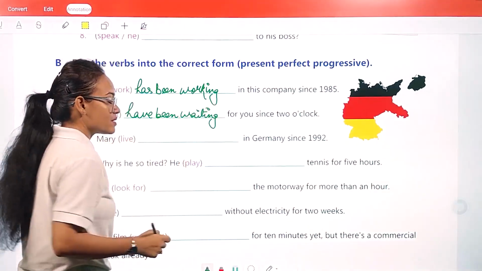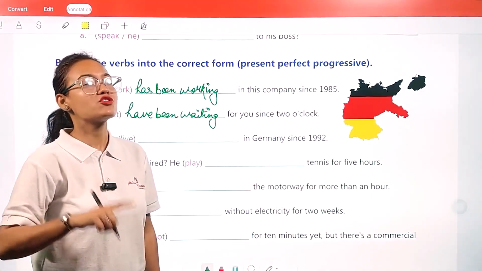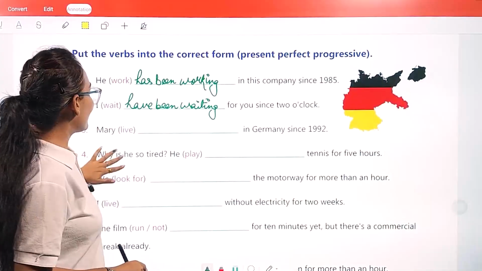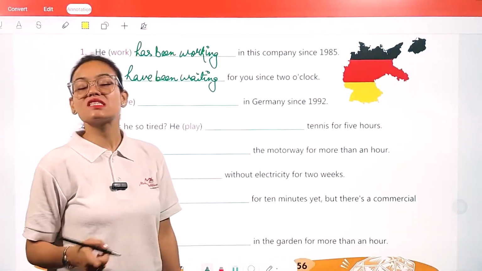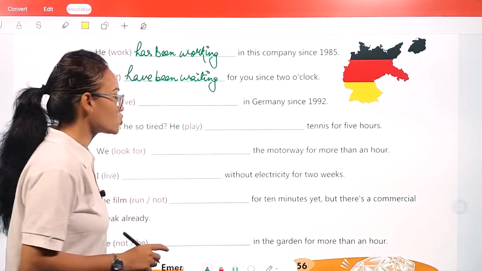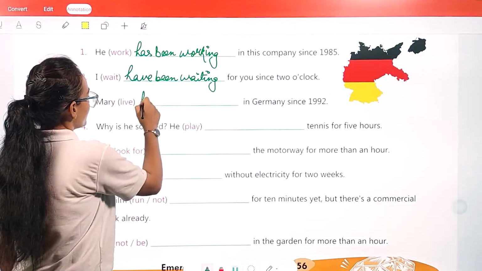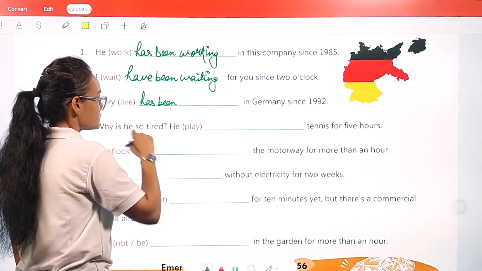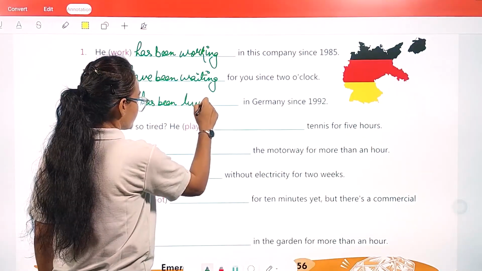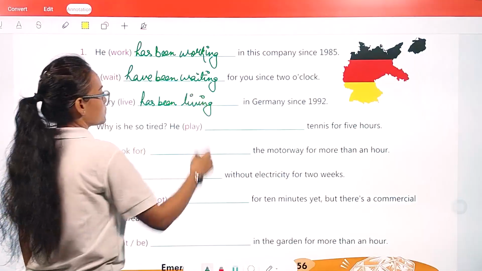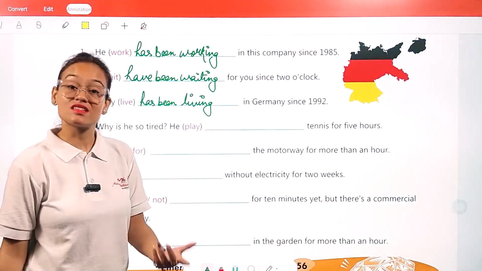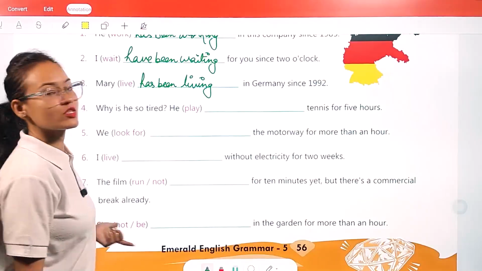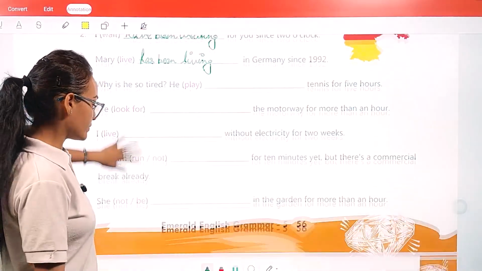And remember here we are going to use the ing form of the verb. Okay, third one: Mary live dash in Germany since 1992. Okay, so Mary has been living in Germany since 1992. Okay, now 4, 5, the rest you are going to do on your own.